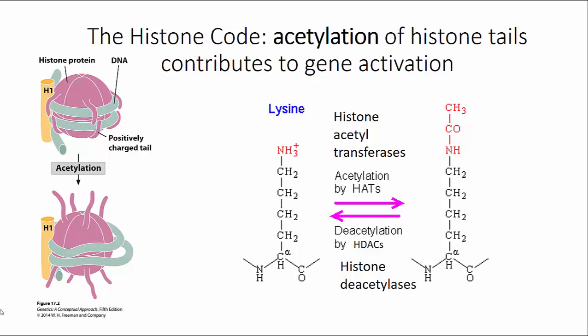This one is probably the best understood modification of histone tails, and it involves lysine amino acids. Here is the structure of the lysine amino acid. The N-C-C is the backbone of the protein, and the side chain is shown here. This is a lysine side chain. An acetyl group is the addition of these two carbons and oxygen. This is added to that nitrogen at the end, and it actually changes the charge of that side chain.